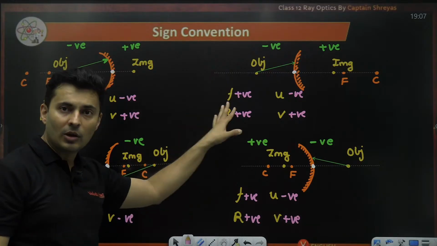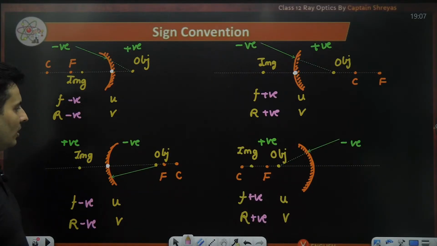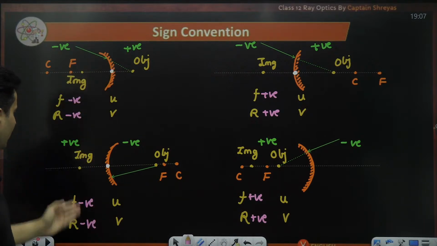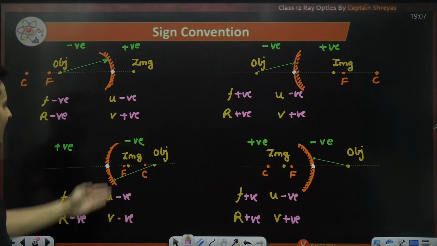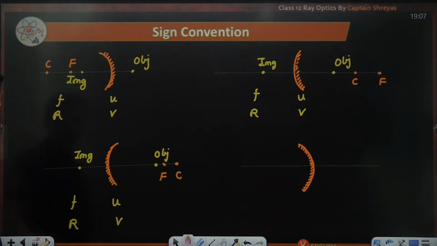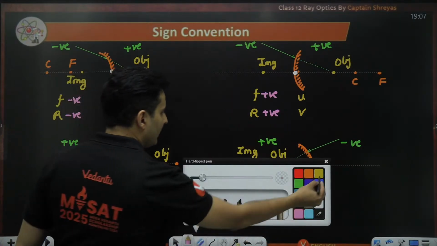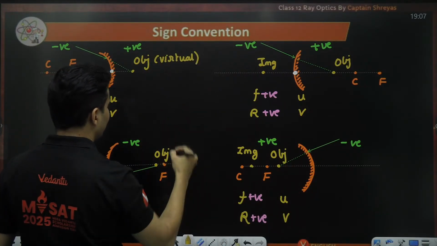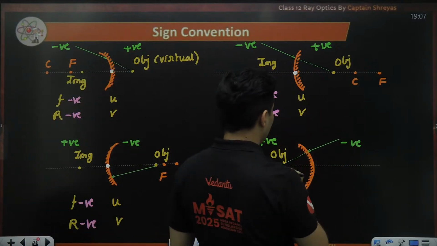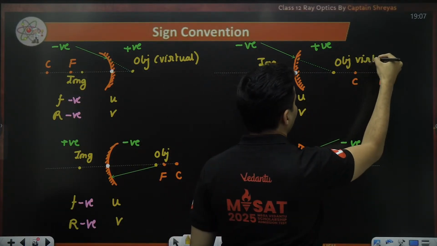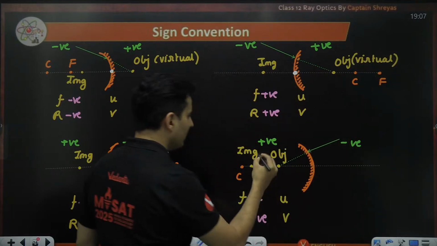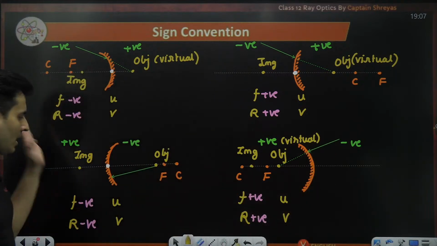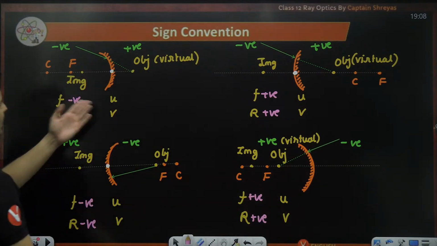So for convex mirrors, whether it is a real object or a virtual object, focal length is always positive. For concave mirrors, whether it is a real or virtual object, focal length and radius are always going to be negative, as you can see over here. So the only difference is this object over here was virtual. This was real. This object, because there was a dotted line, is virtual. It is not real. Even this object over here was virtual because the dotted line is there. Everything else was real.